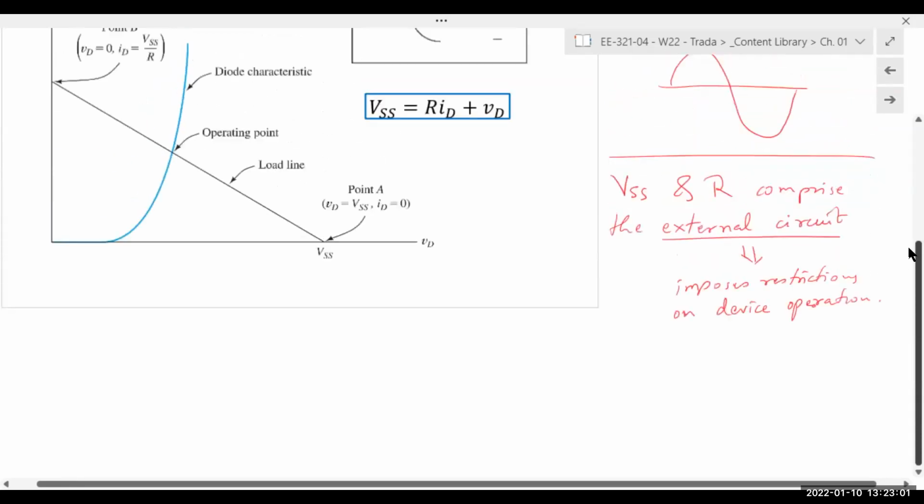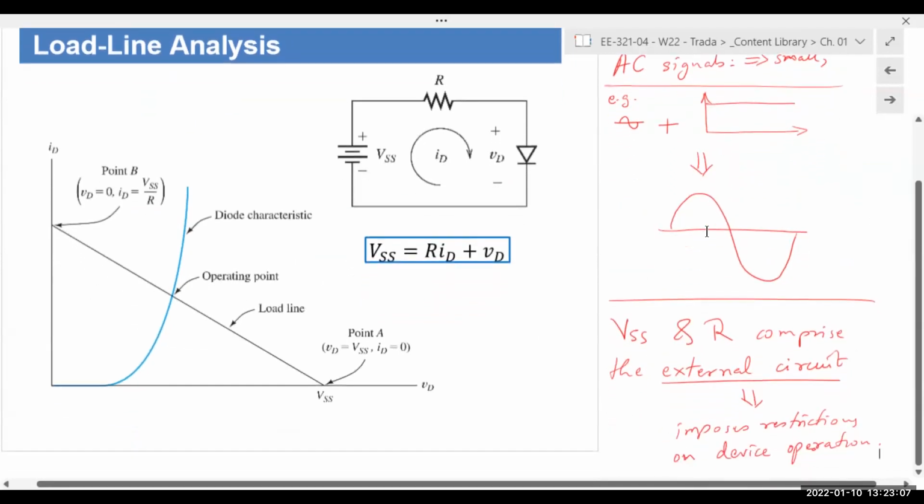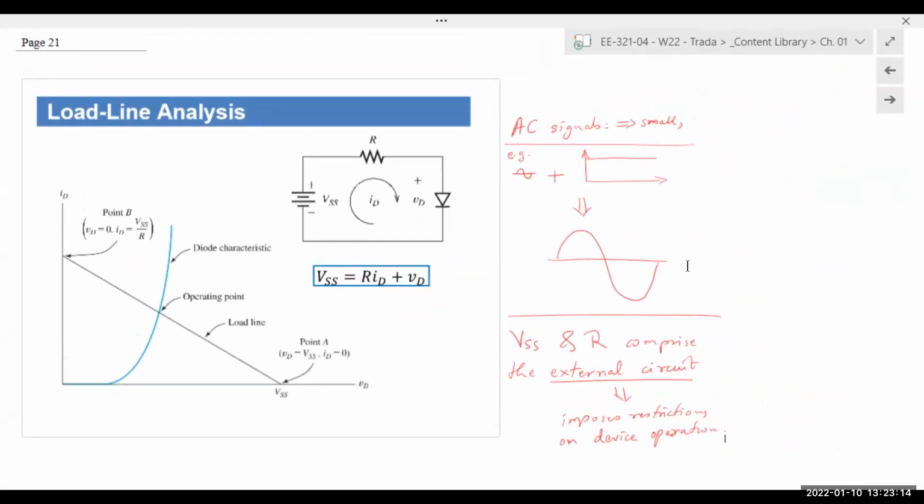On device operation. So how do we characterize these restrictions? Well, we use load line analysis. Sorry, we use load line. It's a graphical description of these restrictions.